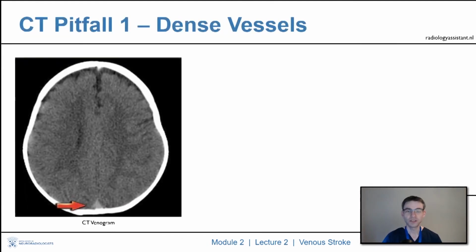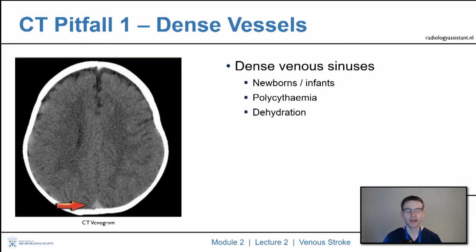But of course, every study that we do comes with some pitfalls. And my first CT pitfall is dense vessels. Not one dense vessel, but where all the vessels are dense. That can occur in people with a high hematocrit. So you have lots of iron in the blood because you have lots of red cells, and so this increases the density of the blood on CT. So that's newborns or infants, patients with polycythemia, severe dehydration, situations like that.